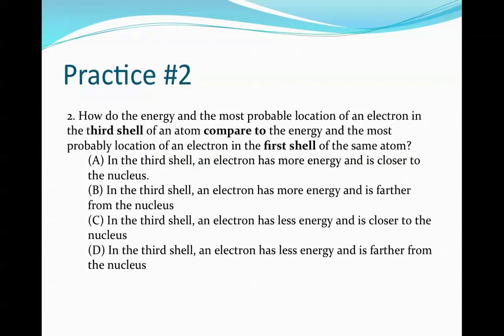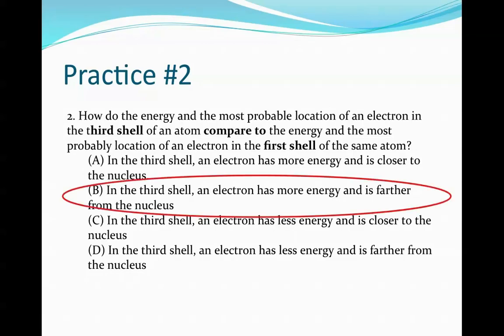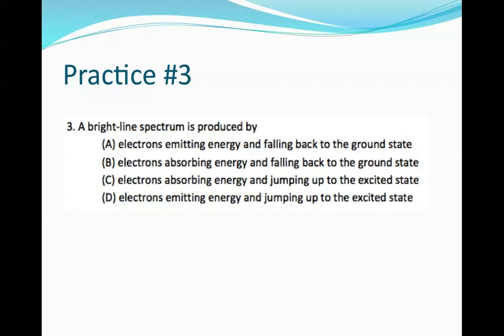This is comparing the third shell to the first shell of the same atom. So you want to look through and determine which one of these statements matches up. Now, we know that the third shell has more energy, and we know that it's farther from the nucleus. So because of that, choice B is the correct answer. All right, a bright line spectrum is produced by, remember, bright line spectrums have to come from energy being emitted, and this happens when the electrons fall back down to the ground state, so choice A.